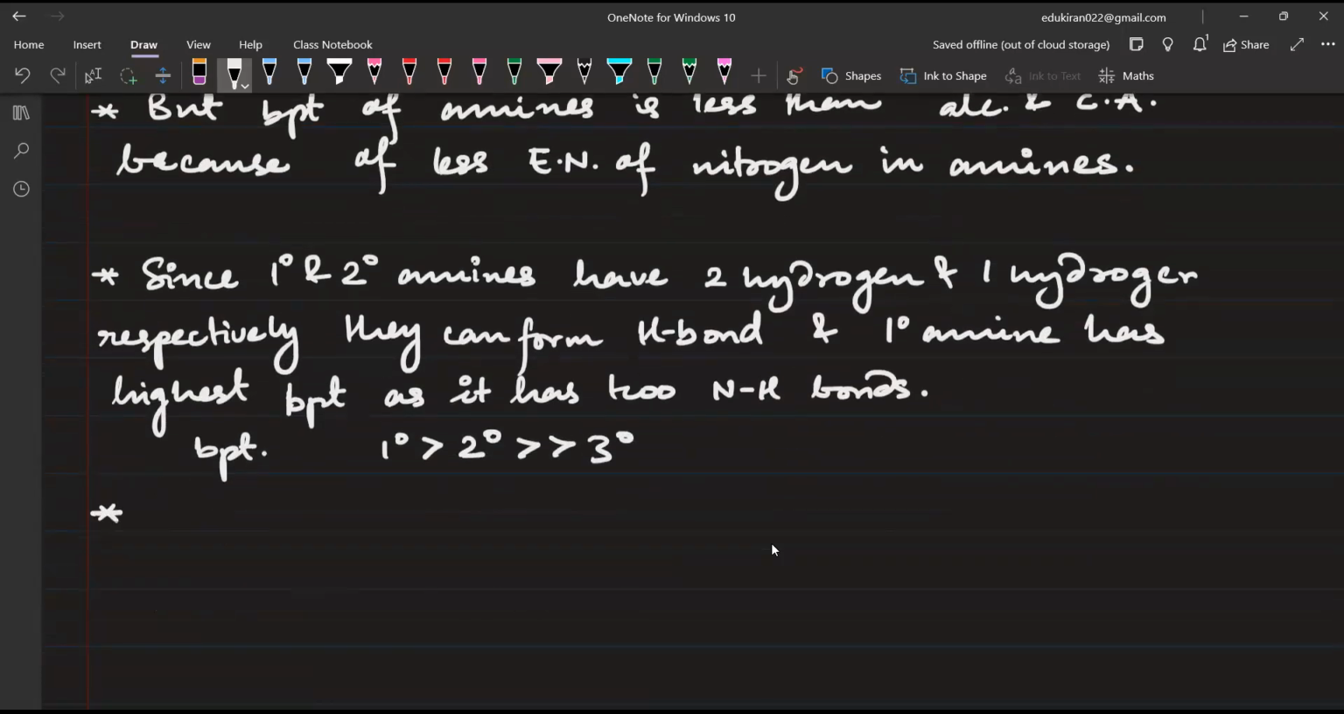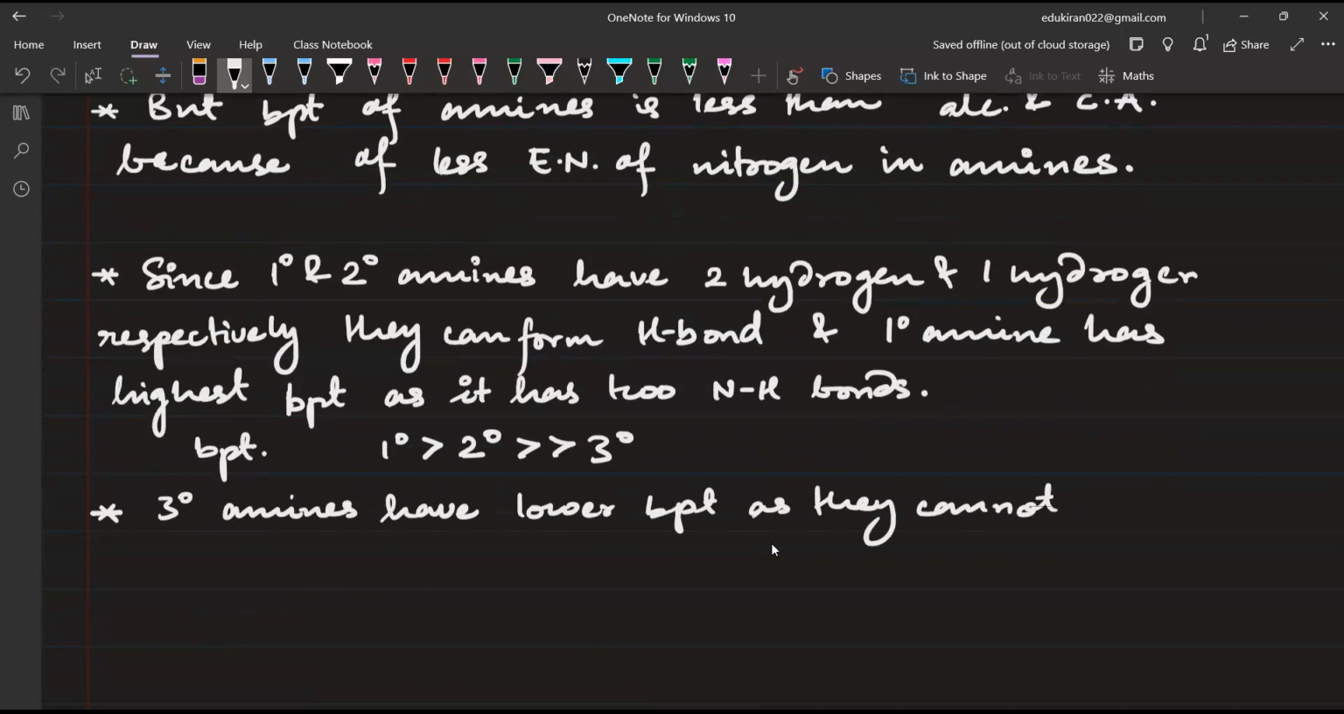There can be a question: why do 3 degree amines have lower boiling point? Then you will write 3 degree amines have lower boiling point as they cannot form hydrogen bond.